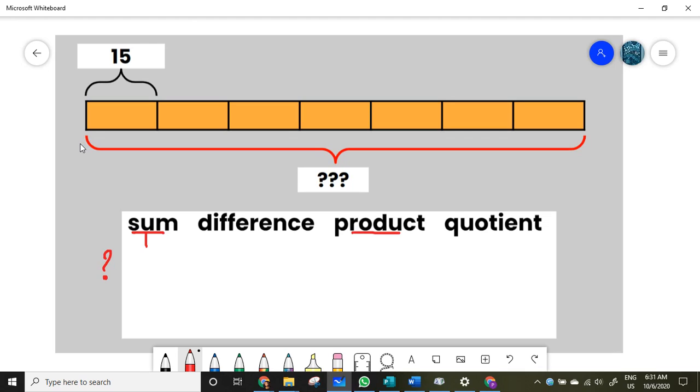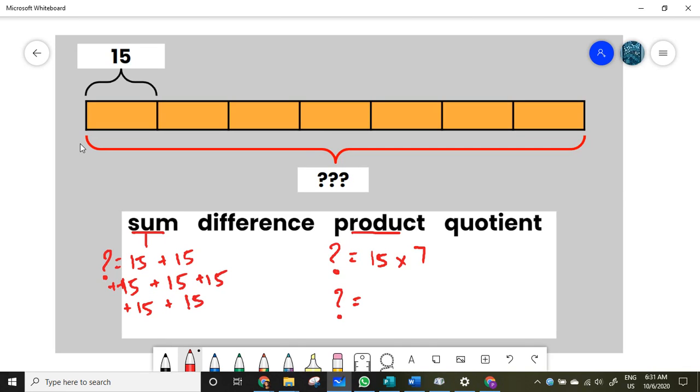So that means that our mystery value would be 15 plus 15 plus 15 plus 15 plus 15 plus 15 plus 15. Or we could say that our mystery value is equal to 15 times 7. So our mystery value is 105.